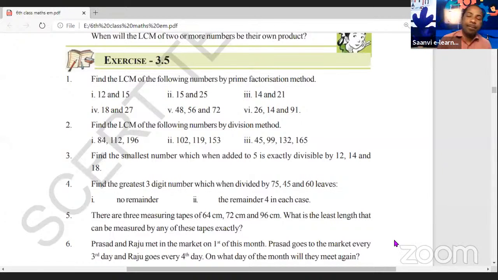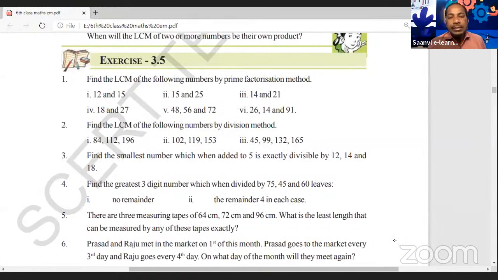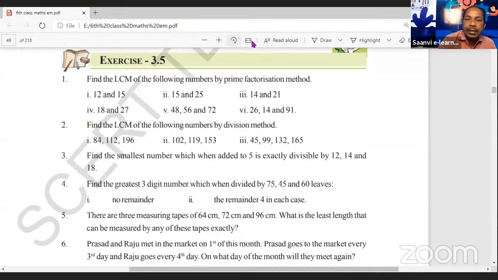Okay. So to find the smallest number, we have to find the LCM of the given numbers, whether there are two numbers or three numbers. Whenever the smallest number is asked, you have to take the LCM of the given numbers. So what are the given numbers here? 12, 14 and 18.